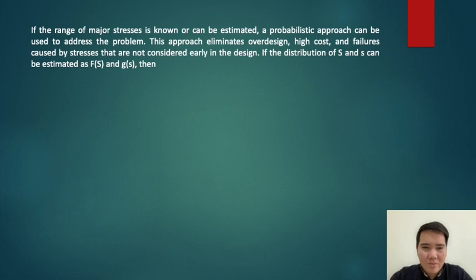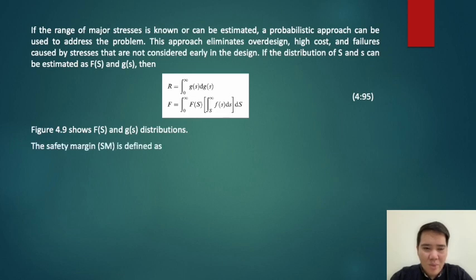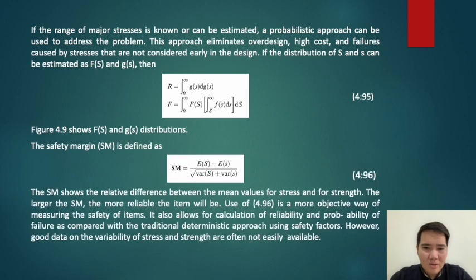If the distributions of big S and small s can be estimated as f(S) and g(s), then Figure 4.9 shows the f(S) and g(s) distributions. The safety margin SM is defined as in the equation shown. The SM shows the relative difference between the mean values for stress and for strength. The larger the SM, the more reliable the item will be.